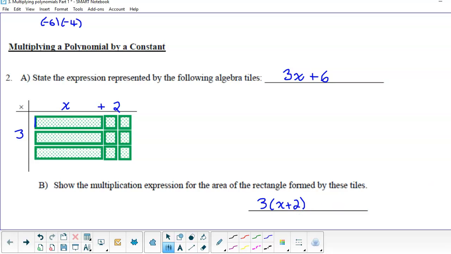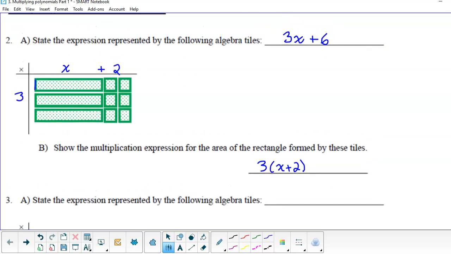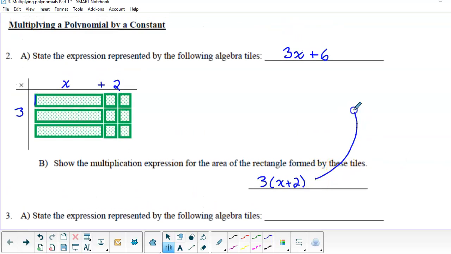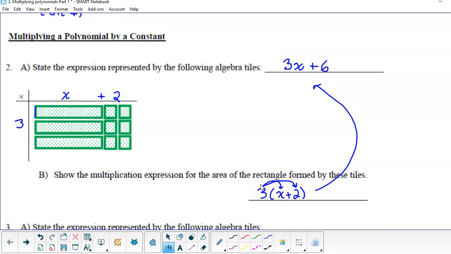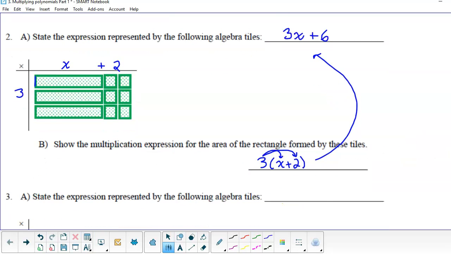Okay, and so let's take a look at how that relates to this. If we take 3 and multiply it by x, we get 3x. If we take 3 and multiply it by 2, we get 6. Okay, so 3x plus 6 is the same as 3 times x plus 2. So that's the distributive property. Any constant, we'll get into monomials as well, out front of a bracket, you multiply every term in the bracket.